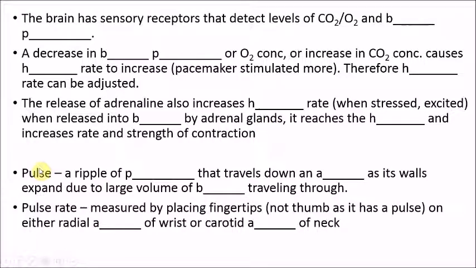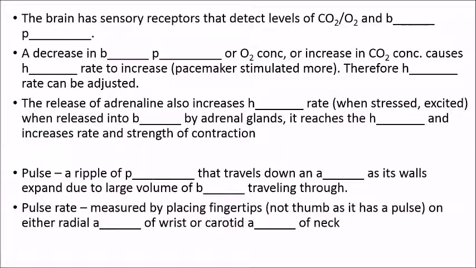Now, a pulse is just a ripple of pressure. It travels down an artery, and basically what you'll feel when you take your pulse is an artery expanding and contracting as it increases in size, because a large volume of blood is traveling through it and stretching the walls. That's what you feel when you feel a pulse. Now, a pulse rate is when you measure that.